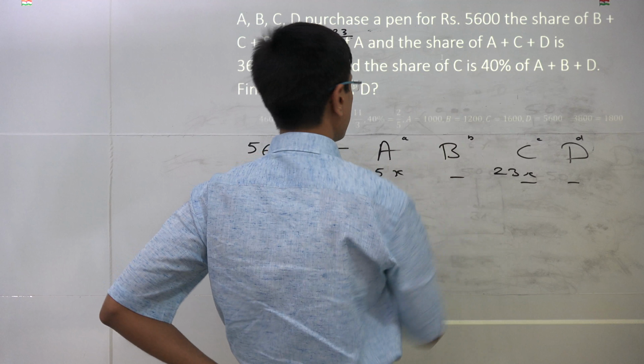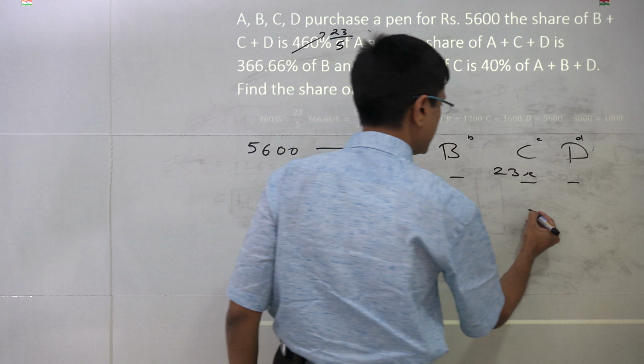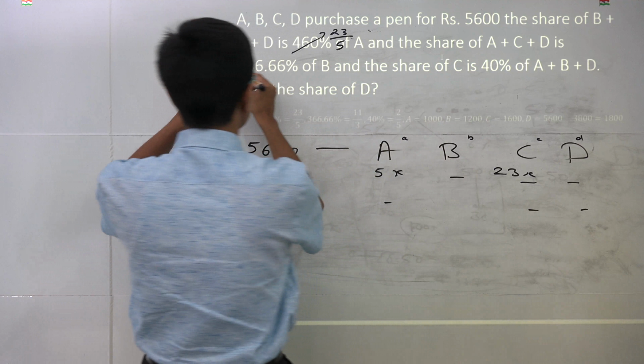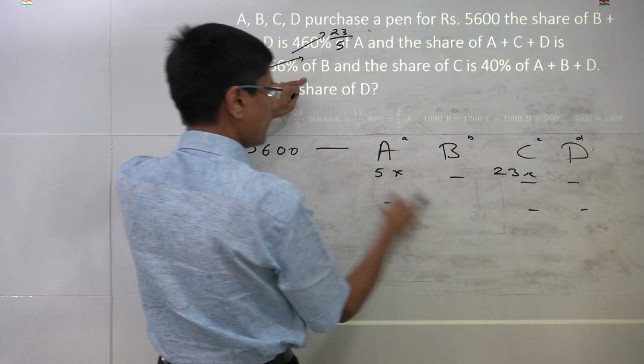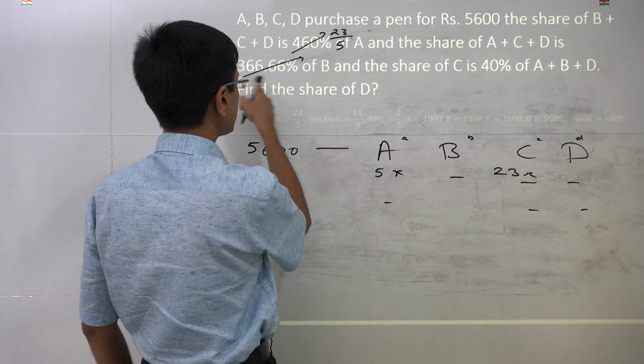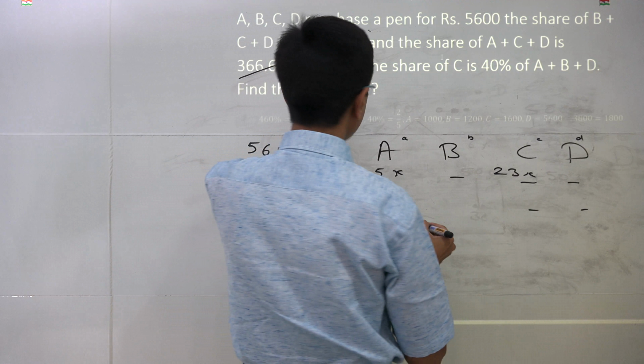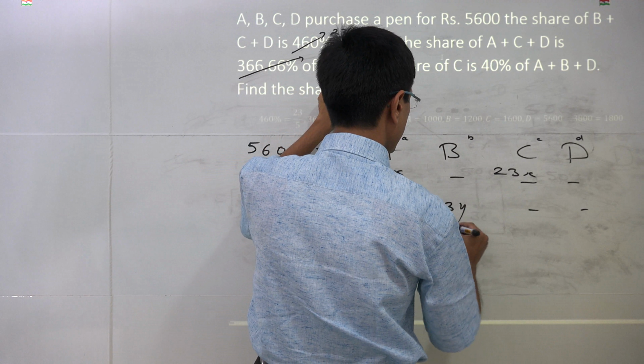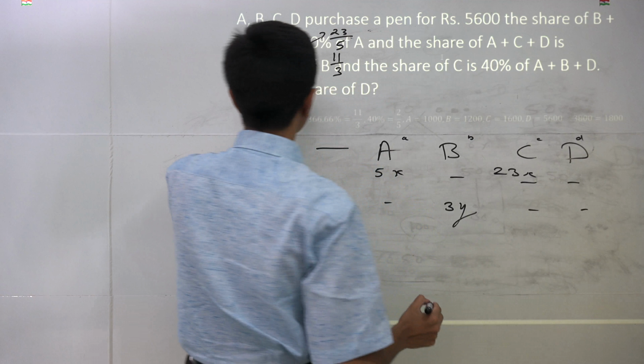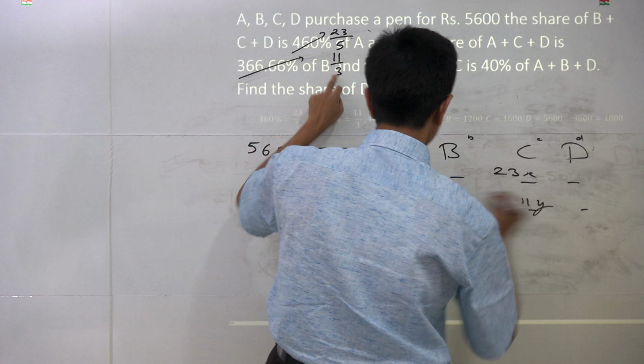Similarly, the share of A plus C plus D, so if I say A, C and D is 366.66% of B, which comes out to be 11 by 3. So if I assume B to be 3y, these three total would come out to be 11y.